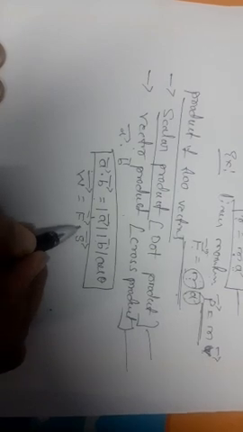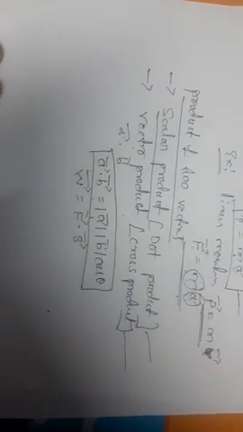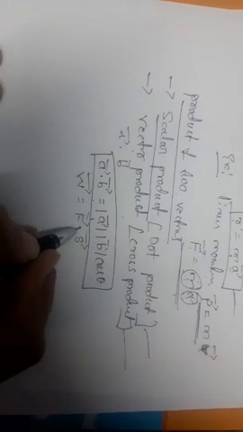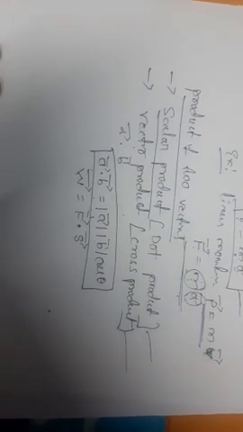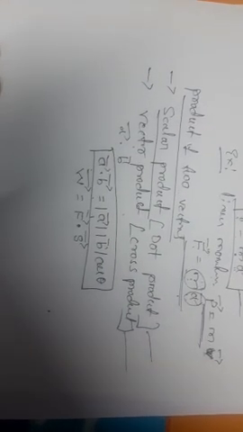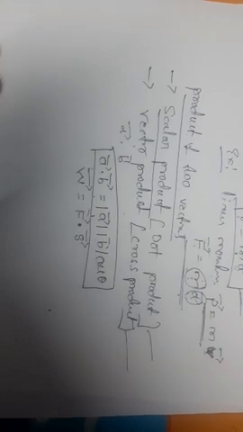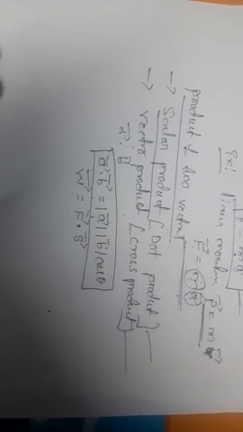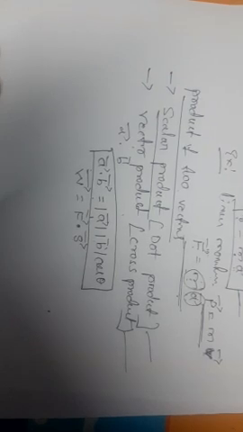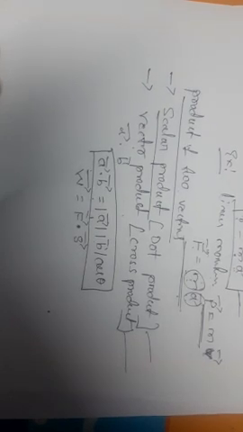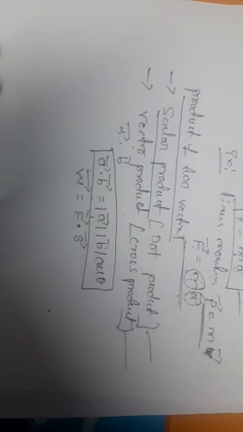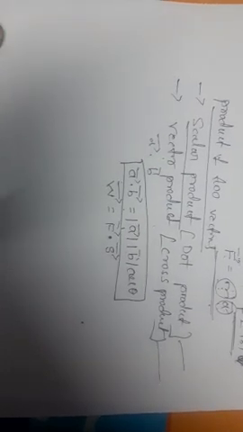The dot product of any two vectors is called the scalar product. Dot can be represented by scalar product. That means two vectors are present. That is the definition and example of a scalar product.